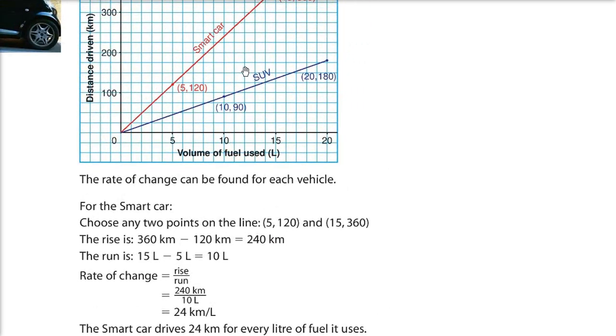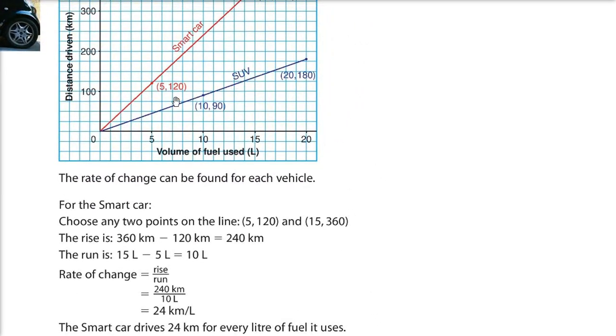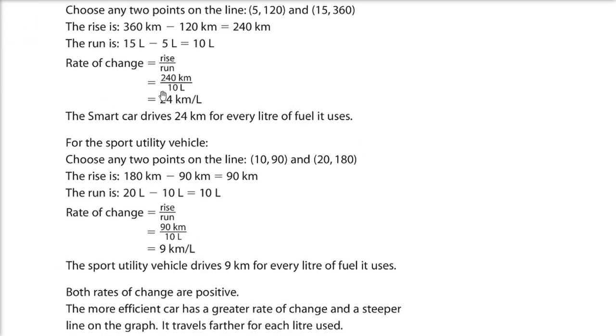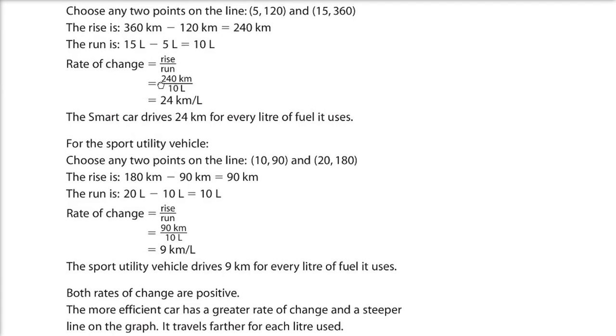Let us go to the sport utility vehicle. 180 minus 90 will be the rise and 20 minus 10 will be the run. So just divide, 90 by 10, that is 9 kilometers per liter. This is 24, this is 9. So the sport utility vehicle drives 9 kilometers for every liter of fuel it uses, and both rates of change, if you see, are positive. And the more efficient car has a greater rate of change and a steeper line on the graph. Okay, so which is the more efficient car?